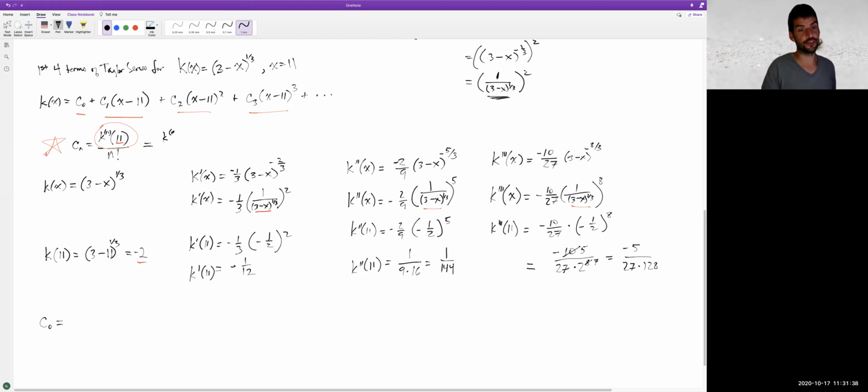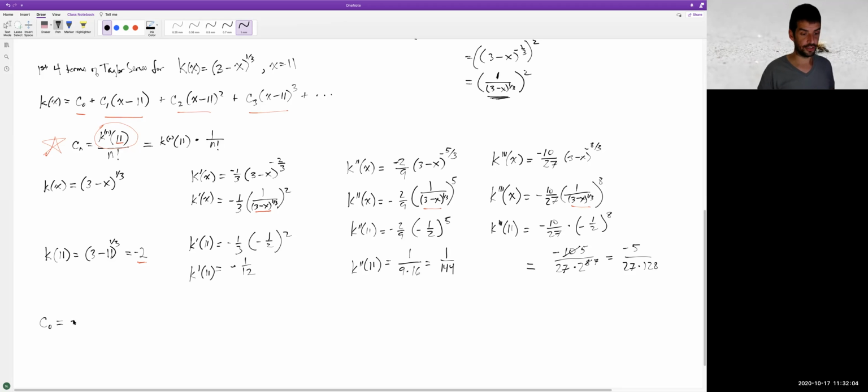We can also just write it differently. I just started copying what I had. This is just a little bit of algebra. I can take the nth derivative at 11 times 1 over n factorial, right? I'm just doing this to show you that each of these fractions is going to be multiplied by 1 over n factorial. These are just equivalent statements.